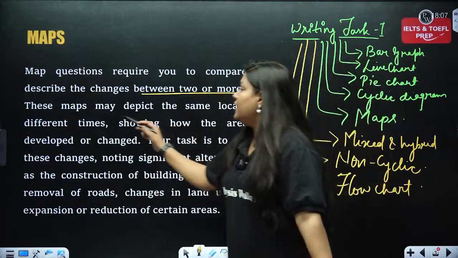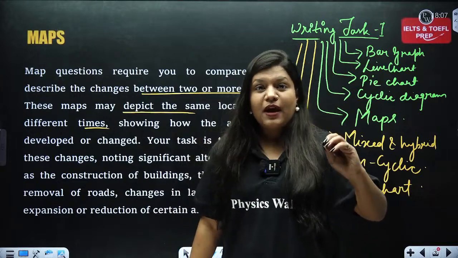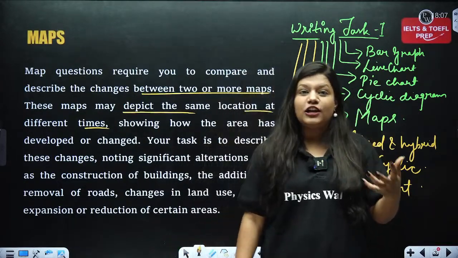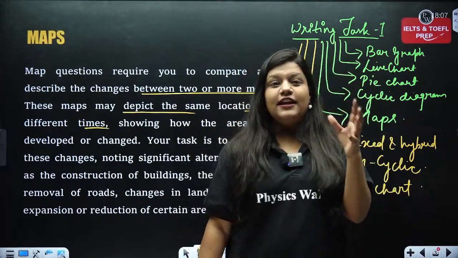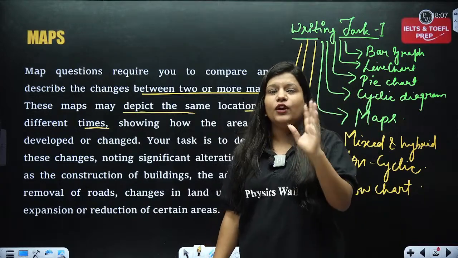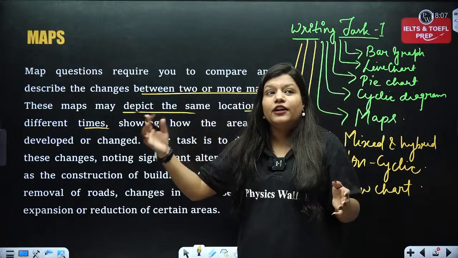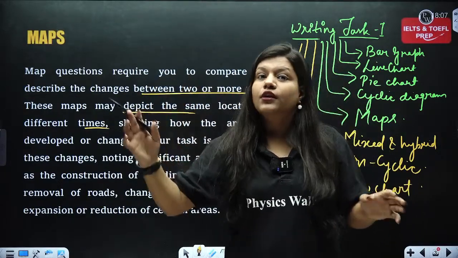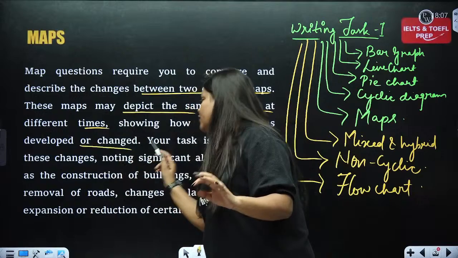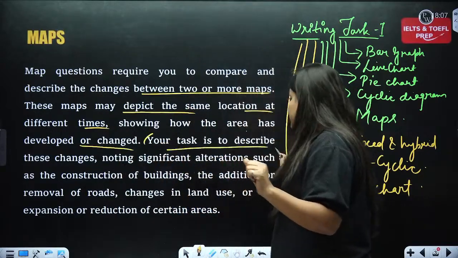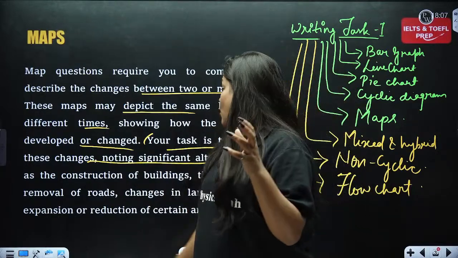Now, these maps may depict the same location at different times. This is what I said just now. These maps usually depict different kinds of changes over a period of time. For example, if the left side of the map is telling you something about 1947, 1980 or whatever, the right side of the map will be telling you the changes that have been made over a 10-year gap or a 5-year gap or a 2-year gap or whatever it is, showing how the area has developed or changed. Your task is to describe these changes, noting specific or significant alterations.